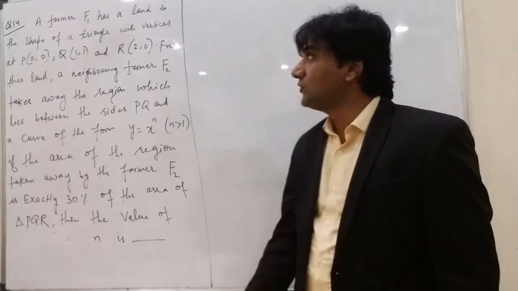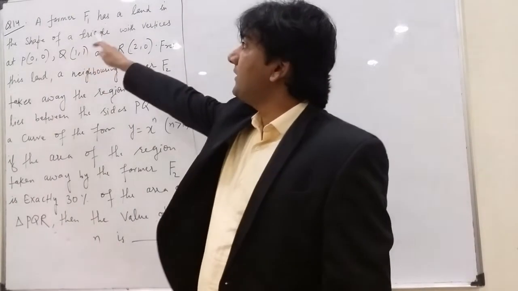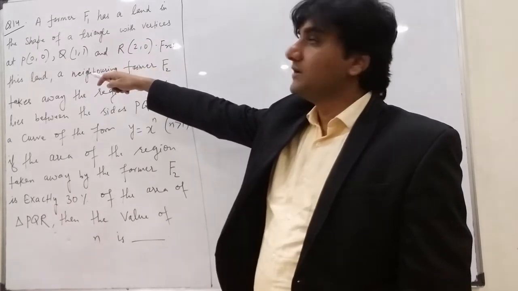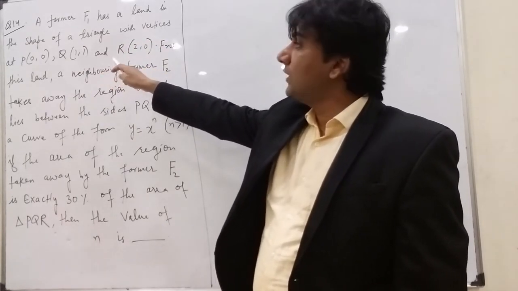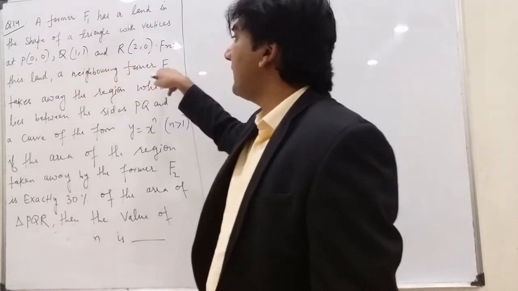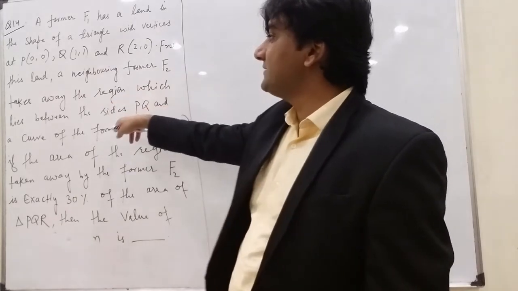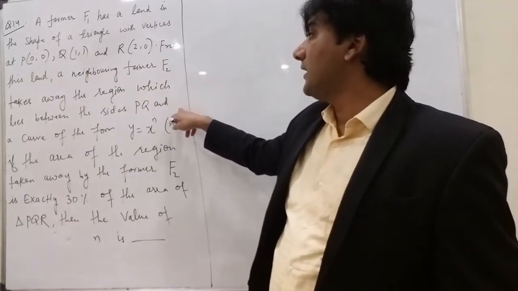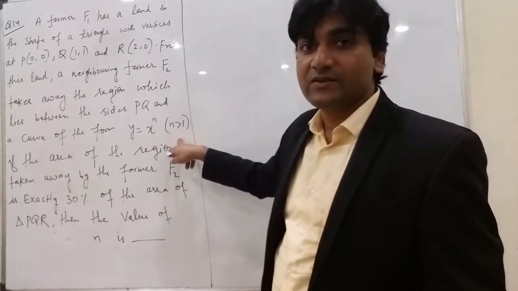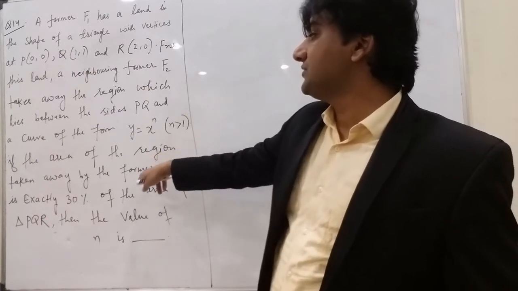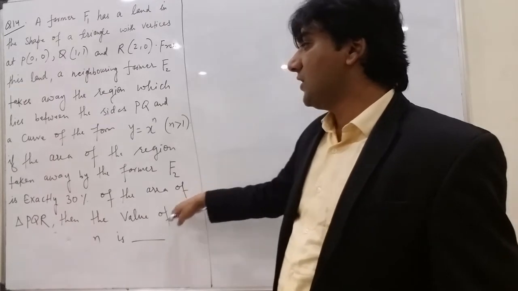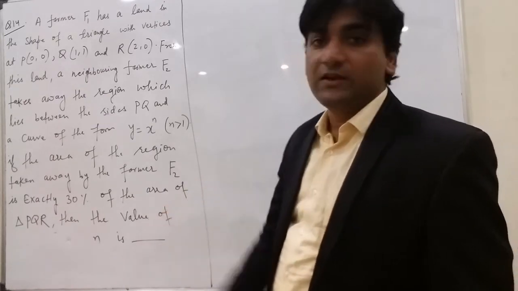Okay, this is question number 14. A farmer F1 has a land in the shape of a triangle with vertices P (0, 0), Q (1, 1) and R (2, 0). From this land, a neighboring farmer F2 takes away a region which lies between the side PQ and the curve of the form y equals x raised to n, where n is greater than 1. If the area of the region taken away by the farmer F2 is exactly 30% of the area of the triangle PQR, then the value of n is.